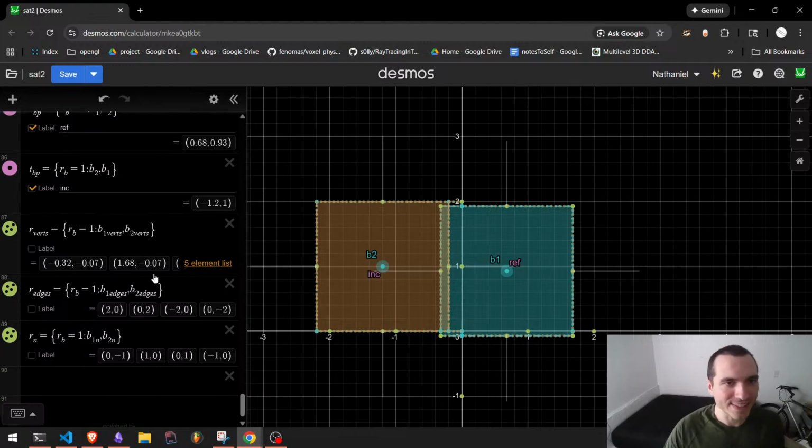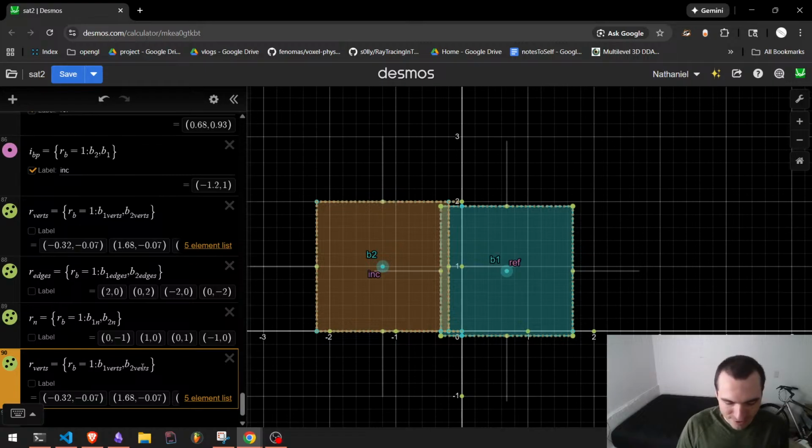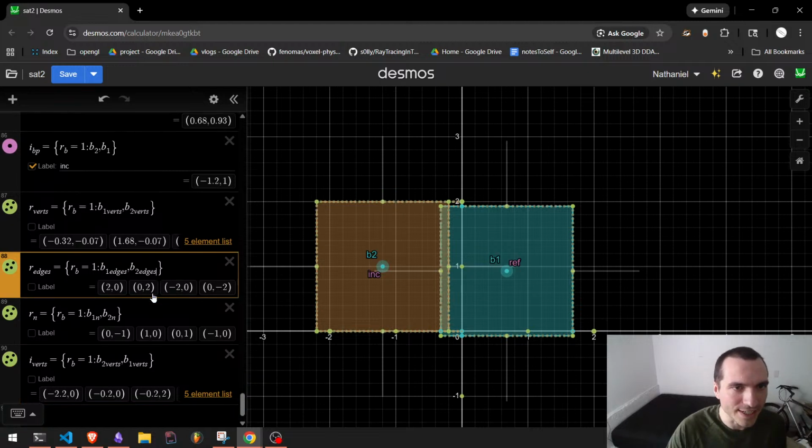And we will repeat this for all the incident information. So instead of RVerts, we'll call it IVerts. If reference box is 1, then we'll return B2 verts. We'll just flip these. Same thing for edges and normals.